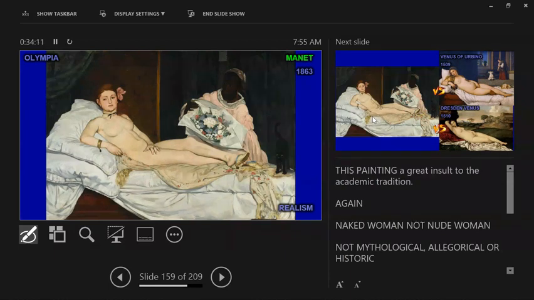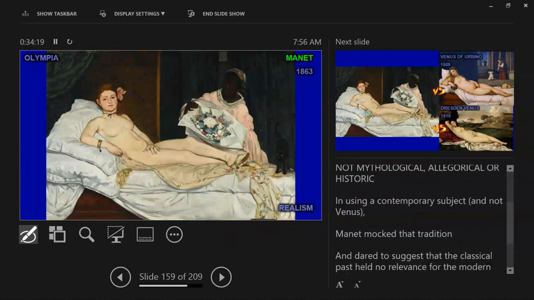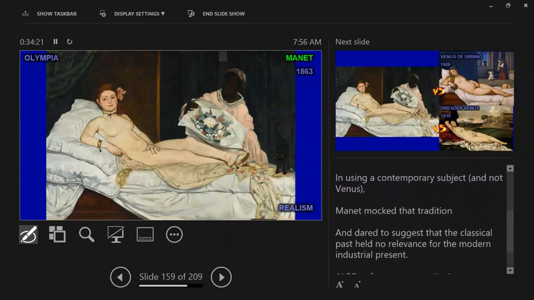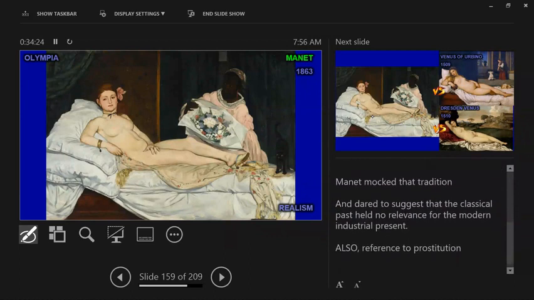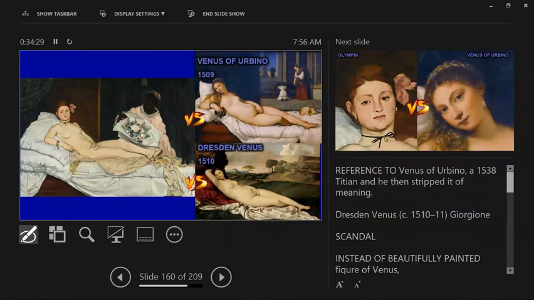And again, this painting is a great insult to the academic tradition. She is a naked woman, not a nude woman. She's not mythological, allegorical, or historic. So Manet is mocking the tradition of having the nude model in recline. And these other nude ladies that are reclining, they are meant to be seen as beautiful. It's meant to be a challenge to the artist to make them look beautiful. And Manet is not making her look beautiful.